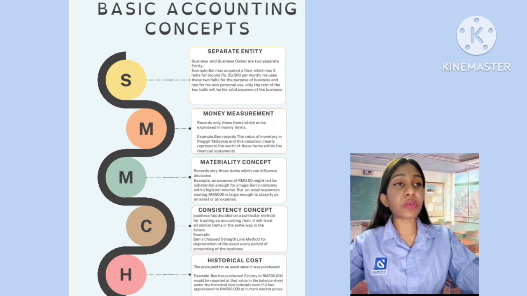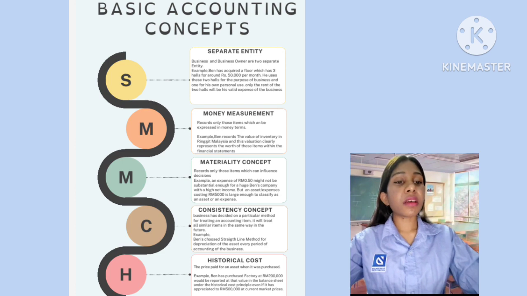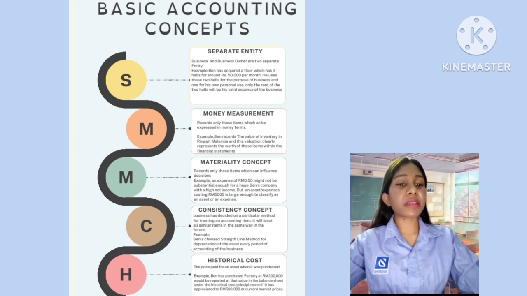But the asset he is going to buy with a huge amount, it can be a machine, a plant, or a factory. So this will be classified as an asset or expense which can influence the decision of the business. The fourth one is consistency concept.